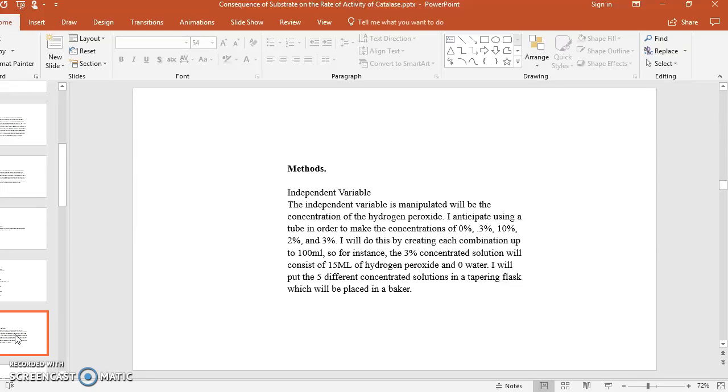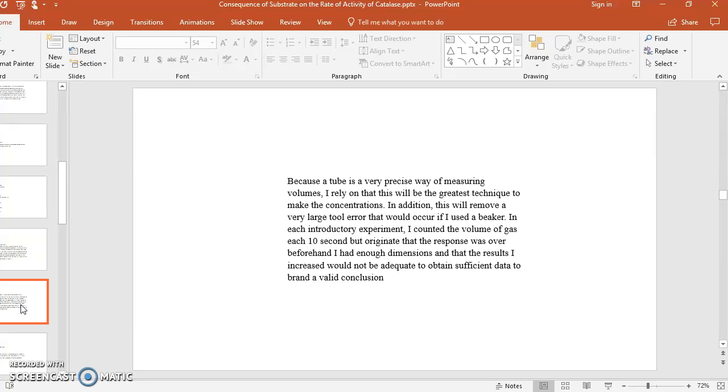I will put the 5 different concentration solutions in the conical flask, which will be placed in a beaker. Why? Because a tube is a very precise way of measuring volumes. I rely on that it will be the greatest technique to make the concentrations. Furthermore, this will remove a very large tool error that will occur if I use a beaker.